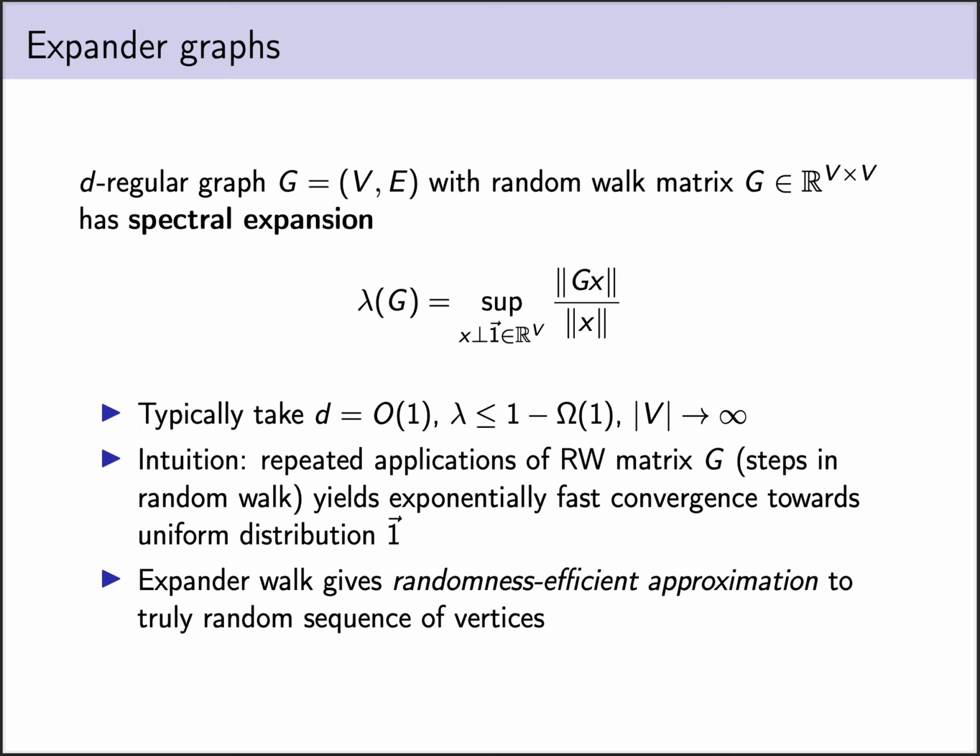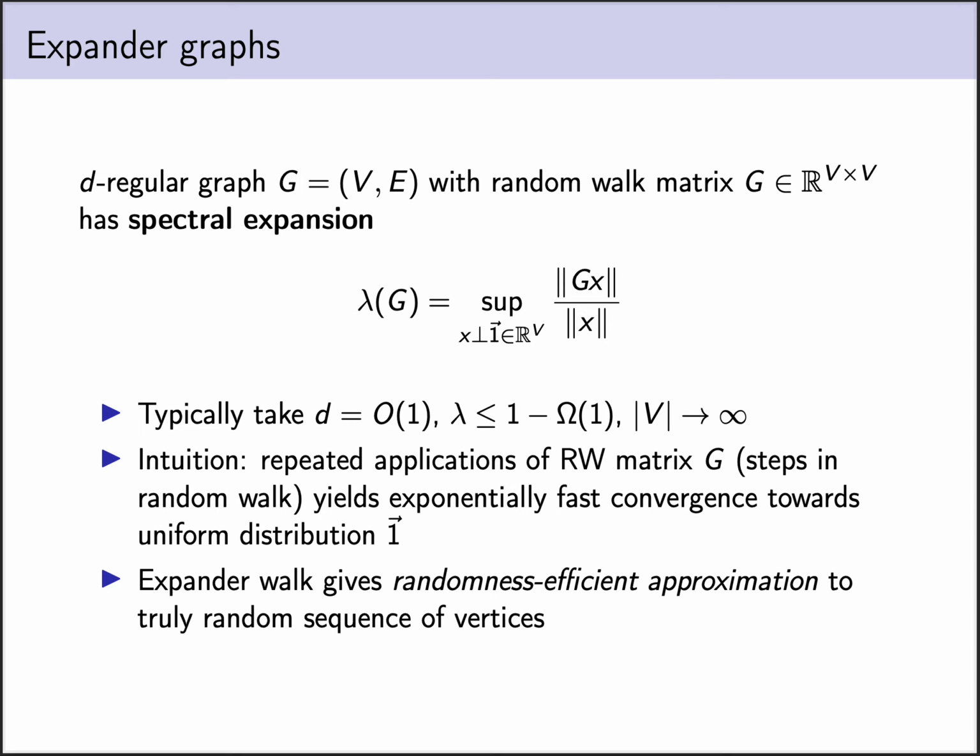Intuitively, the all ones vector, or the uniform distribution, is the stationary distribution for our random walk. Good spectral expansion, which means a small lambda here, means that the random walk matrix significantly contracts all vectors orthogonal to the stationary uniform distribution. So if we apply the random walk matrix many times, which corresponds to many steps in the random walk, we'll rapidly converge towards the uniform distribution. This is really the intuition behind spectral expander graphs.